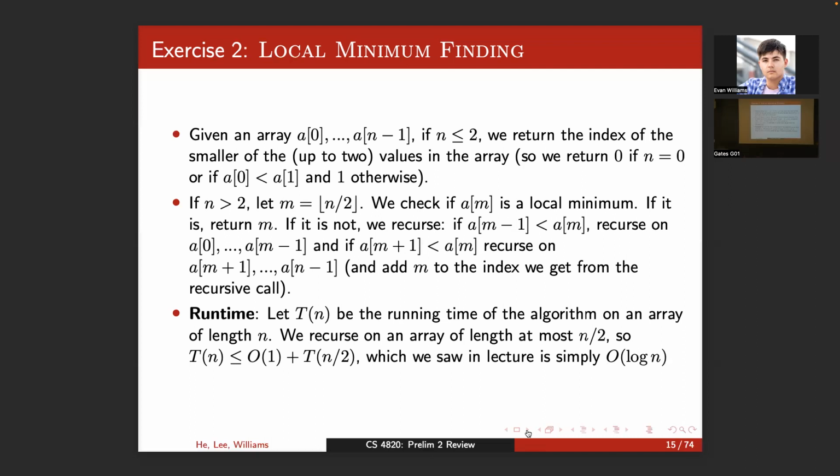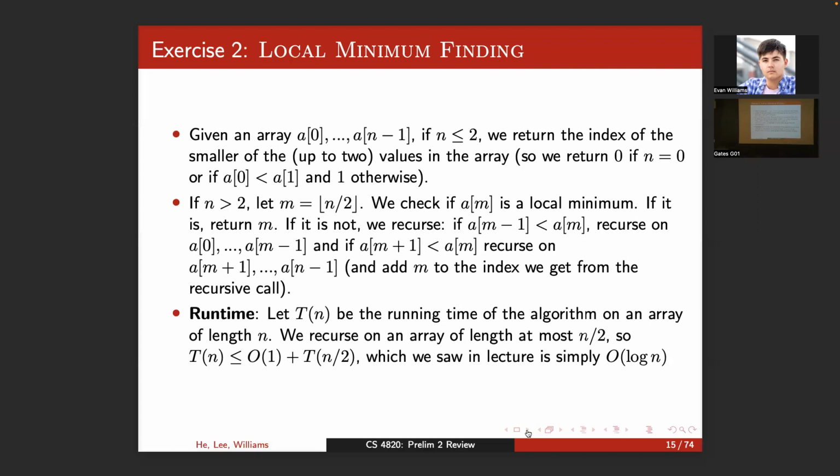Okay, so now we're going to talk about the runtime. This is a pretty simple algorithm. You know how runtime recurrences work. We split into two subproblems of size n over 2, and then we have a runtime of constant time for each subproblem, because checking if a value is greater than or less than the indices around it is constant time. You saw in class that this is just O(log n), and we're going to talk about how to unroll that and how we can find that using Master's theorem, and also geometric sums, in a second.